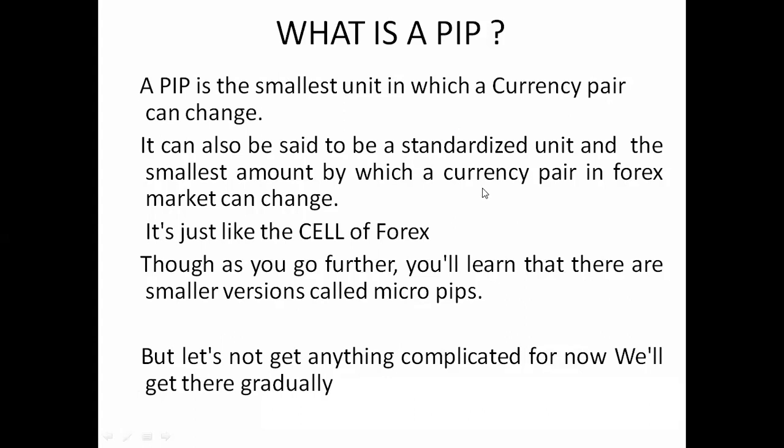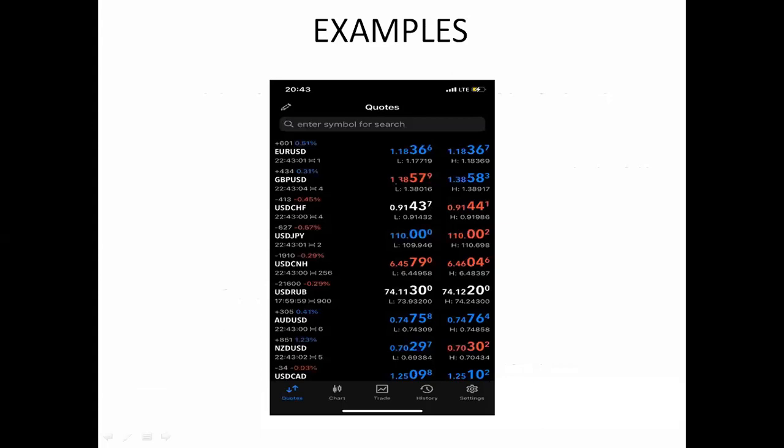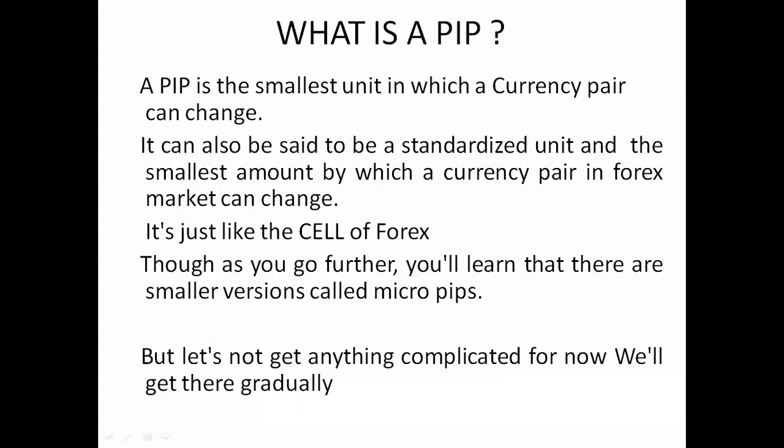Let me take you back to yesterday's slide. Okay, good. Now you see this figure you're seeing here, 1.1836. Many of you might be wondering what this figure is. This is what we actually call a pip. Just the way you have numbers in your mathematics class, or a tailor measures in inches or centimeters, we measure in pips. These figures are measured in pips. So the difference between the price of euro and US dollar is measured in pips.